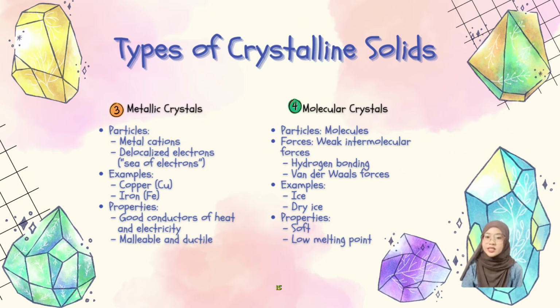And the fourth one is molecular crystals. Molecular crystals are made up of molecules held together by weak intermolecular forces such as hydrogen bonds or van der Waals forces. Examples include ice and dry ice. These crystals are generally soft and have low melting points because the forces between the molecules are relatively weak.